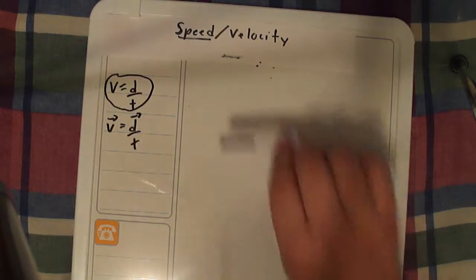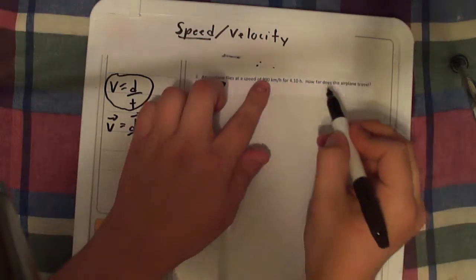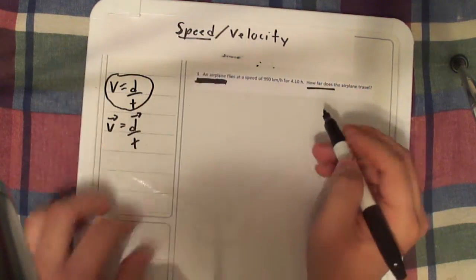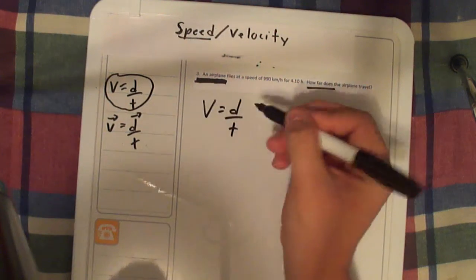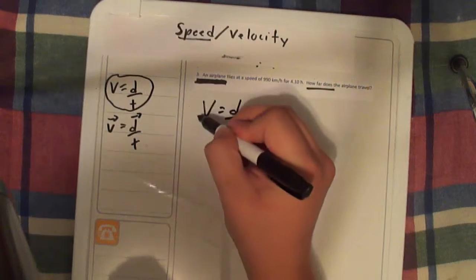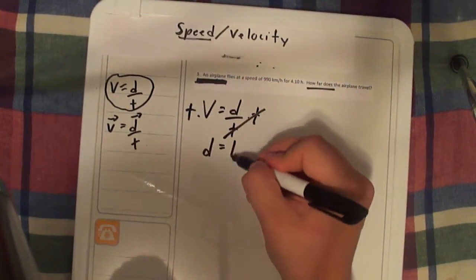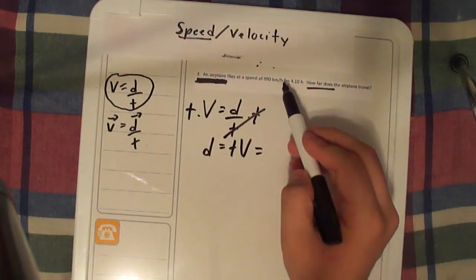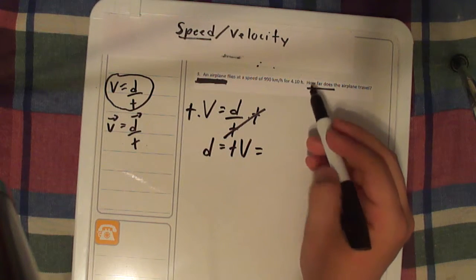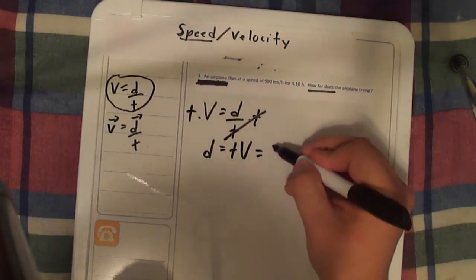Okay, final question. An airplane flies at a speed of 990 kilometers per hour for 4.10 hours. How far does the plane travel? So if we're looking for how far, then you're looking for a distance. V equals d over t, multiply both sides by t. T's cancel, you get d equals tv. Obviously these are in the same units, 990 kilometers per hour for 4.10 hours. Hours, everything works out beautifully.